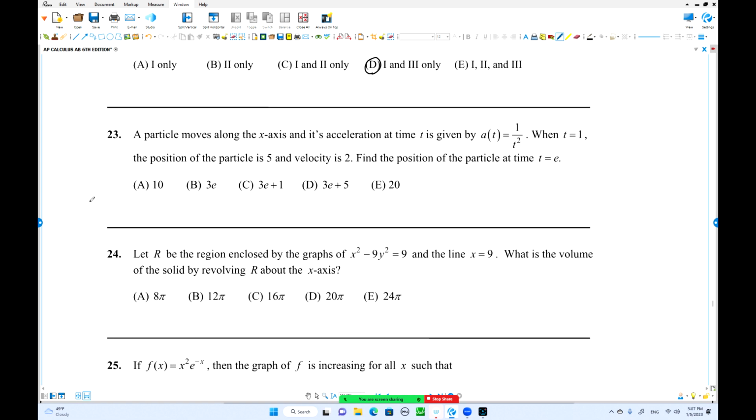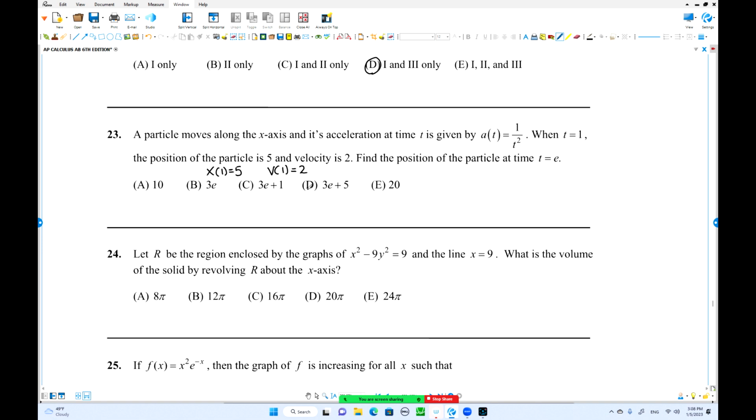A particle moves along the x-axis and its acceleration at time t is given by this: acceleration is 1 over t squared. When t is 1, the position of the particle is 5. Position means this one. When t is 1, the position is 5. And this is velocity. When t is 1, velocity is 2. That is the initial conditions.